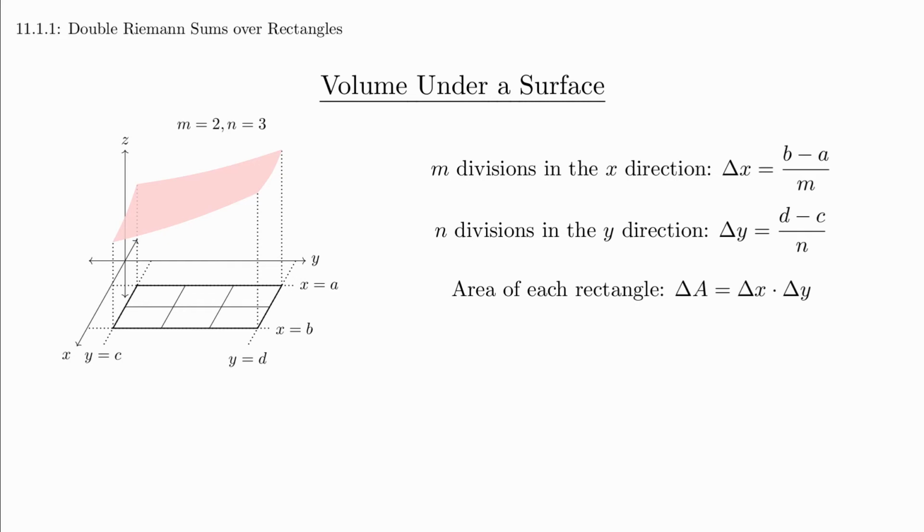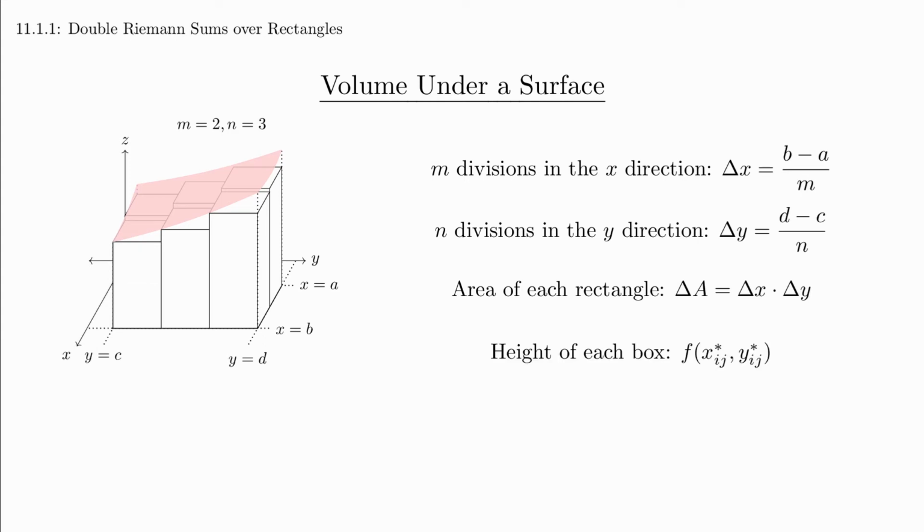We can also see that the area of each rectangle is delta A, which is equal to delta x times delta y. Above each of these subrectangles, there's a surface. If we extend this up into three dimensions, we get a box. The height of the box depends on the point in the region you want to use. Some common choices are the corners and the midpoint. Whatever point is chosen, we will denote it as x sub ij star, y sub ij star. The ij pair gives us the location of the specific rectangle.